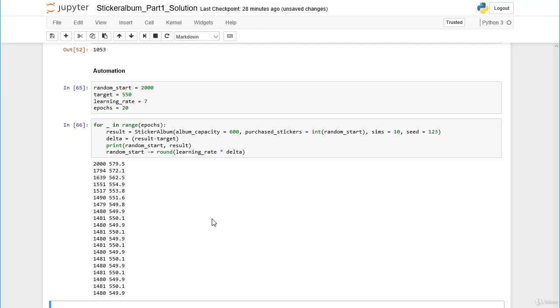All right, so that's it for this session. In the next session, we are finishing our algorithm. We are just doing a bit of fine tuning.